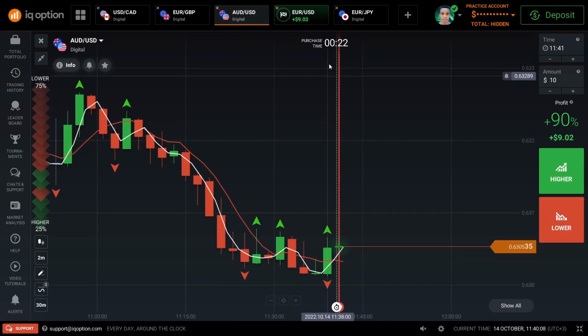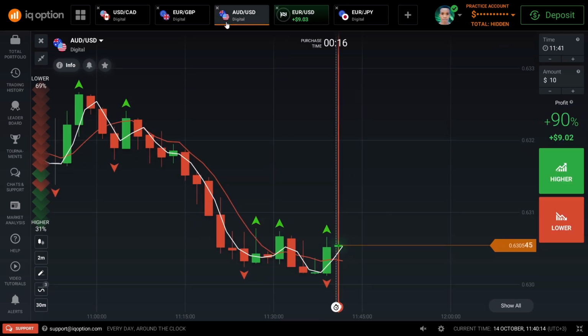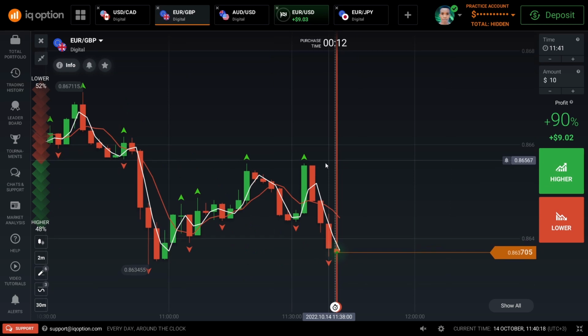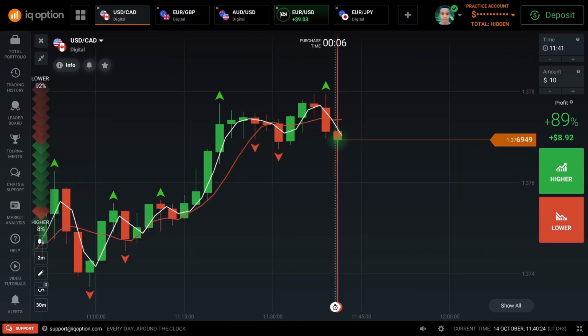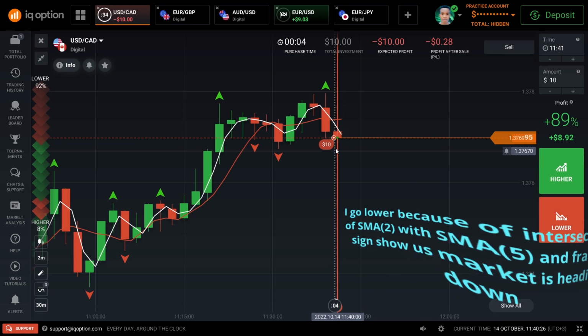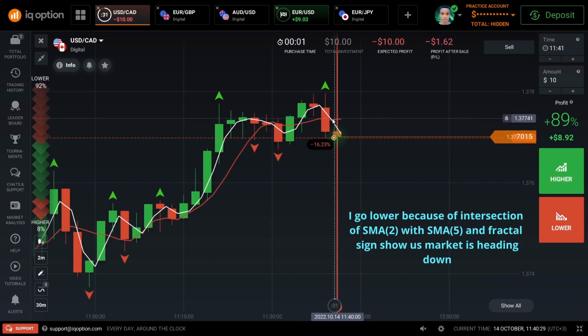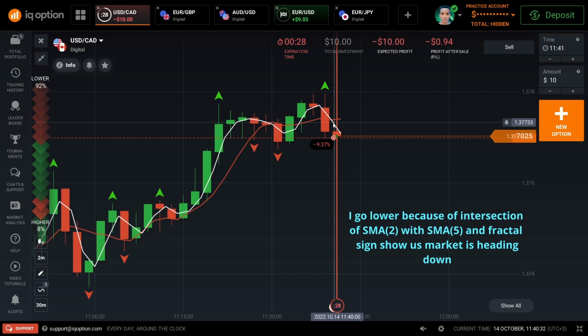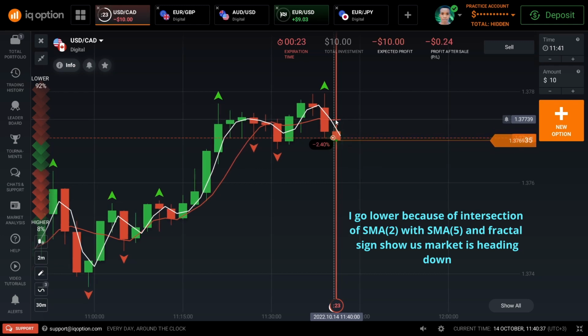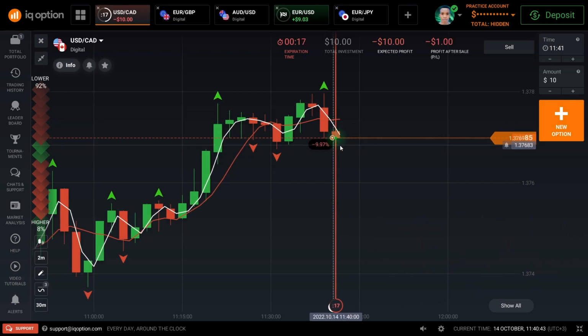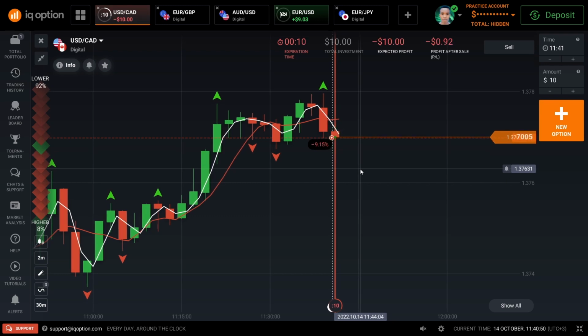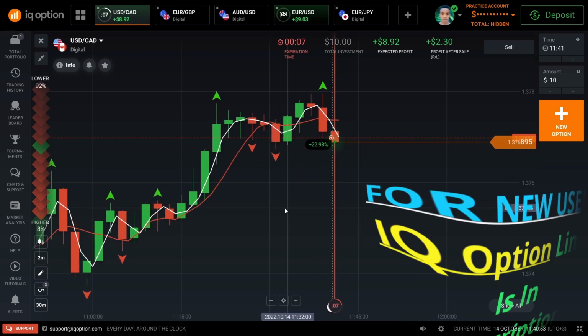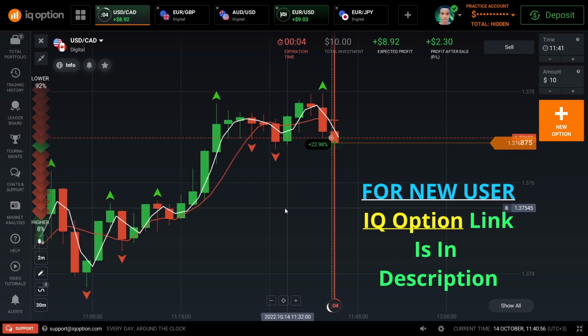So let me look for another moment. For this case I want to show you another moment where we can take a trade like the previous one. Here I want to take a sell trade. Why? It's because of this intersection where the 2 simple moving average crosses over the 5 simple moving average, and the Parabolic SAR shows us the market is heading down for a while. So this is a time we are supposed to take a trade, but most of the time make sure the market is stable. Don't trade on a market where there is no stability.